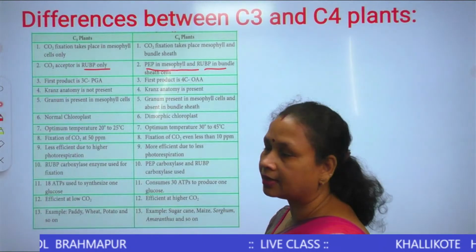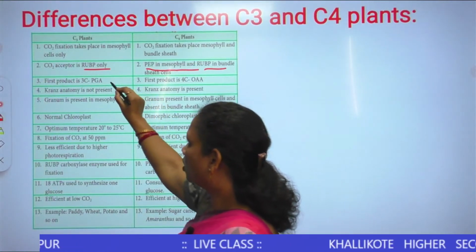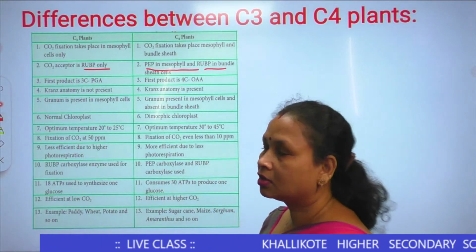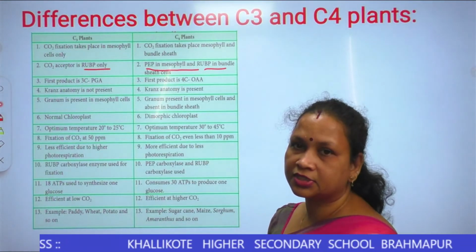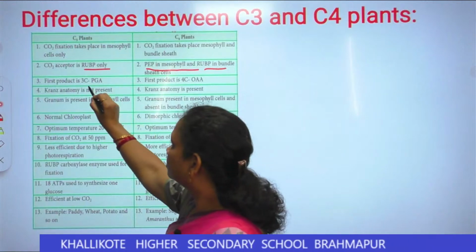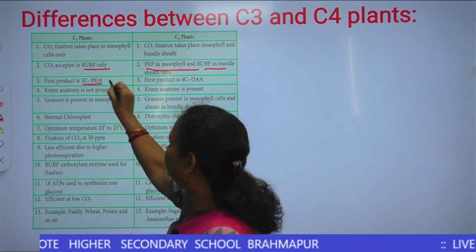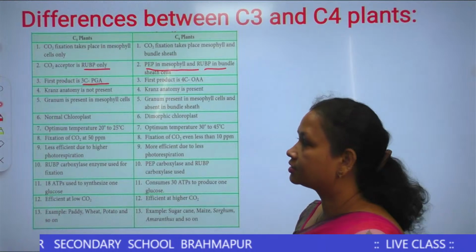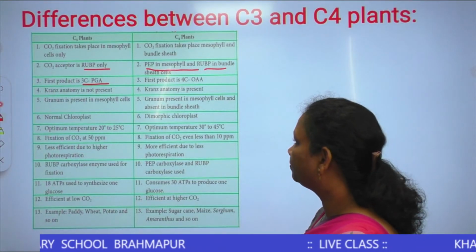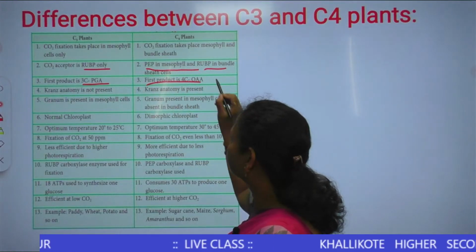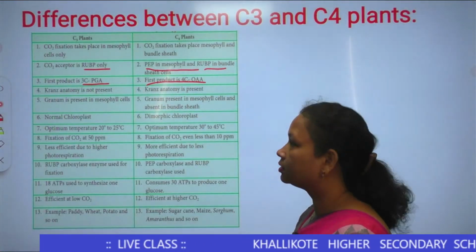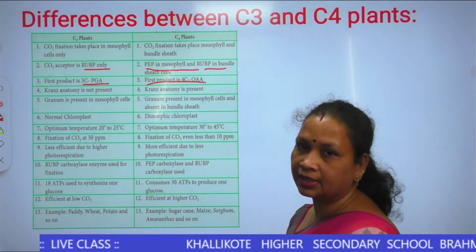What is the first stable product of the C3 cycle? The first stable product of the C3 cycle is 3-phosphoglyceric acid or 3-carbon PGA, whereas the first product in the C4 cycle is 4-carbon oxaloacetic acid.